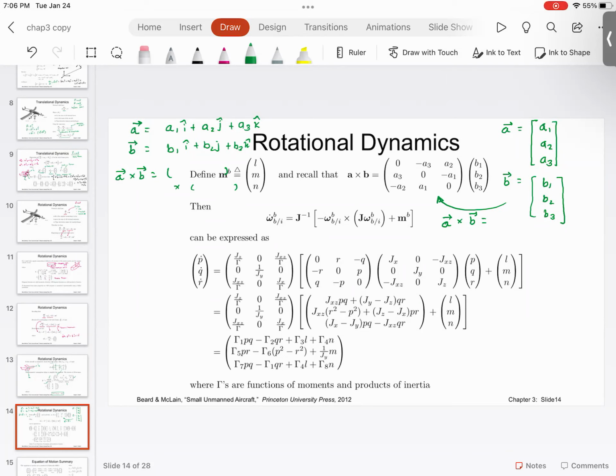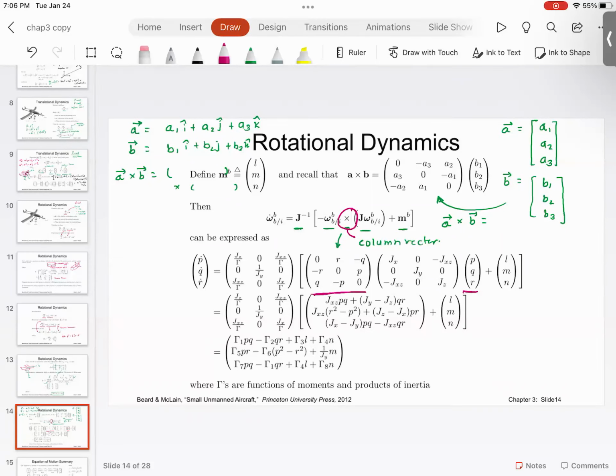Same jugglery again. So now I'm going to substitute the value of J inverse, value of omega, value of this guy, and value of this guy. And as you can see, this cross product is in the column vector. So this cross product is performed in the column vector form, and that's why I have this term multiplied by this term.